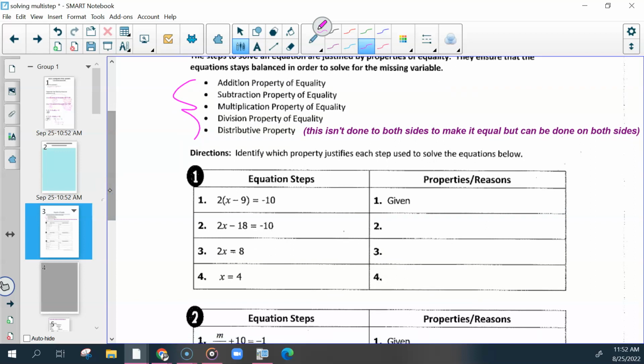So if we're starting here, this is our given statement. From this to step 2, what changed or what did they do? Let's do hands up, or I have an answer. Aaron? They distributed the 2. They distributed the 2 to the x and the negative 9, so that's our distributive property.